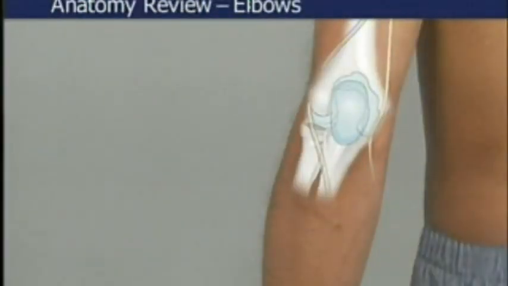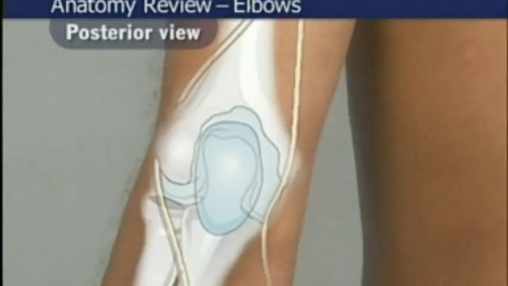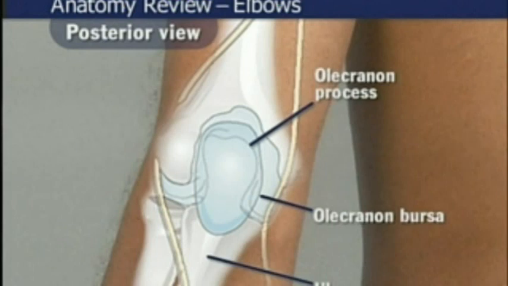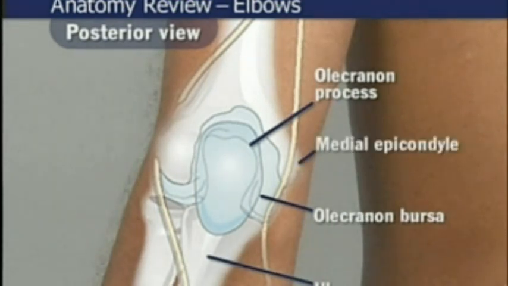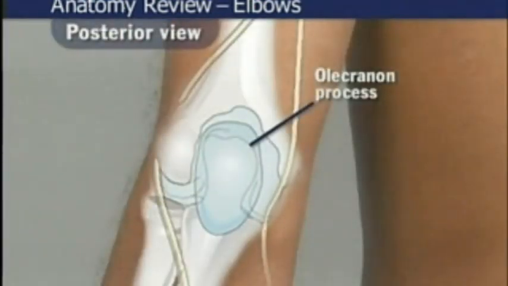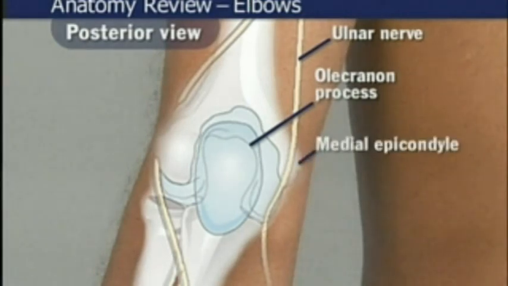Before examining the elbows, let's review their basic structures. Here is a posterior view of the left elbow. Assessment of the elbow joint includes examination of the ulna, its olecranon process, the overlying olecranon bursa, and the medial epicondyle of the humerus, seen also in this anterior view, along with the lateral epicondyle of the humerus. When swollen, the olecranon bursa may become palpable over the olecranon process. The sensitive ulnar nerve lies between the olecranon process and the medial epicondyle.